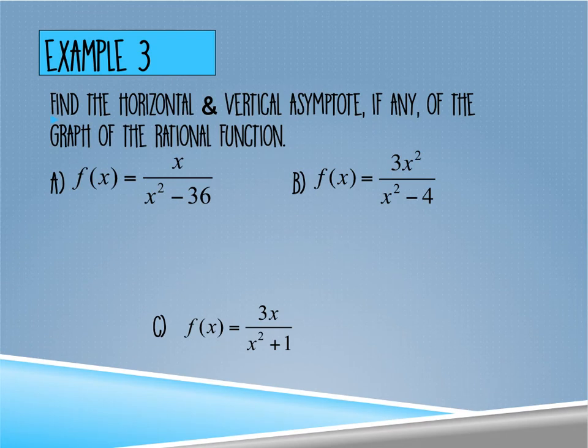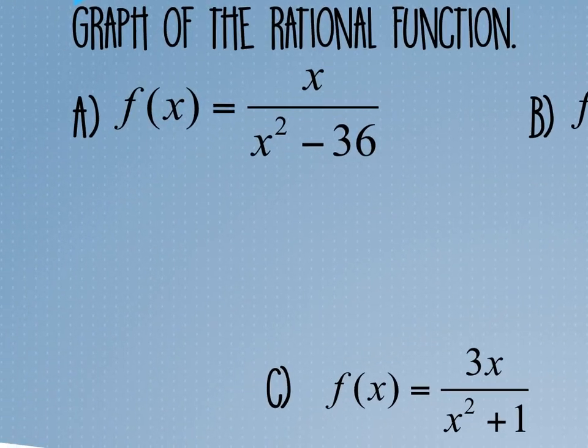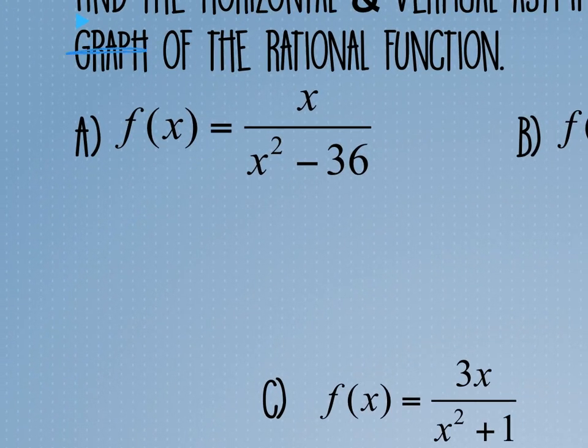So looking at A, we need to find the horizontal and vertical asymptote if there are any. And we're going to skip graphing for now, so we're not going to graph it.